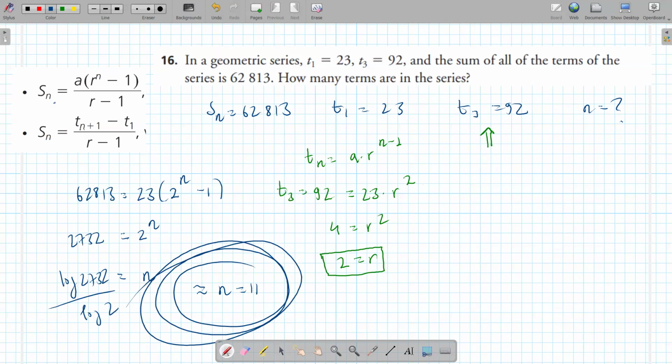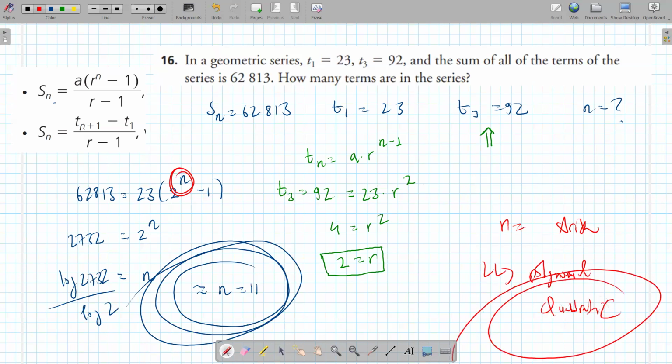So if the n is missing in a geometric series, then it becomes an exponential equation where the unknown is in the exponent. Whereas if n is missing for an arithmetic sequence, it becomes a polynomial, usually a quadratic. But here it becomes an exponential equation. That's the difference between them.